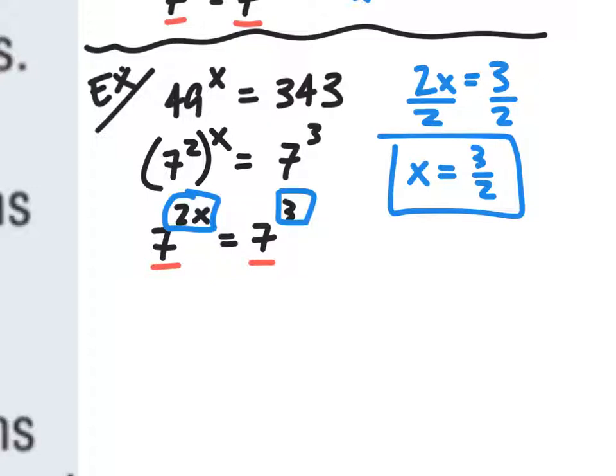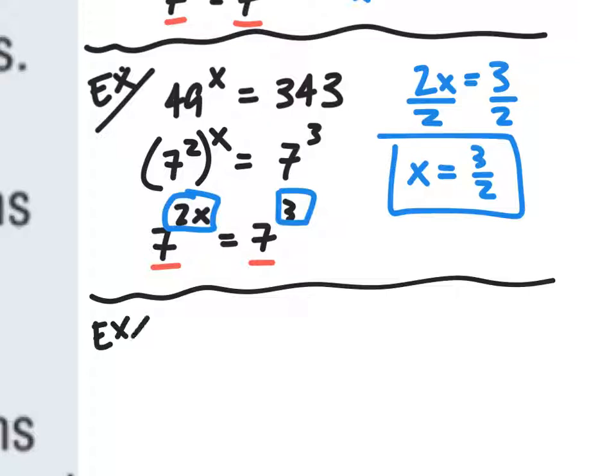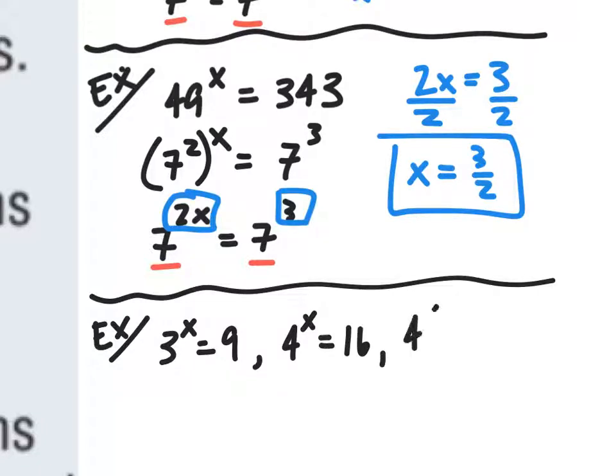And I like to do this, all right? Here's our third option. Let's think of a couple of examples. Let's do 3 to the what power gives us 9. Okay, I'm going to do a couple of these. Let's do 4 to the what power gives us 16. 4 to the what power gives us 64. Okay, 2 to the what power gives us 16.